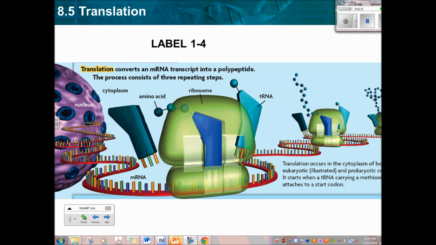Okay, and you can see these 3 spots now. This transfer RNA has already dropped off its amino acid. It's exiting. It's attracted to its amino acid, though, so it'll go find its match in the cytoplasm. And then this guy's doing its work.